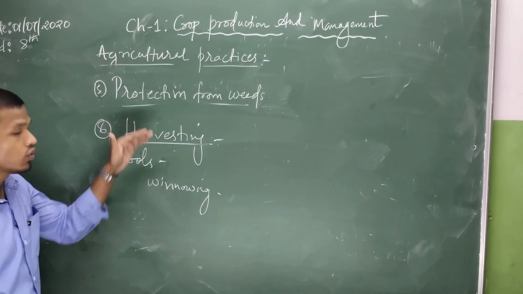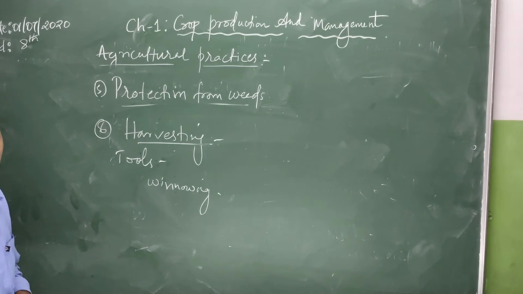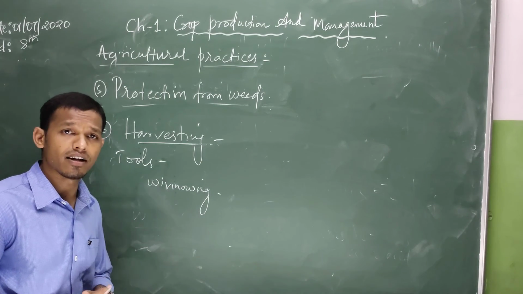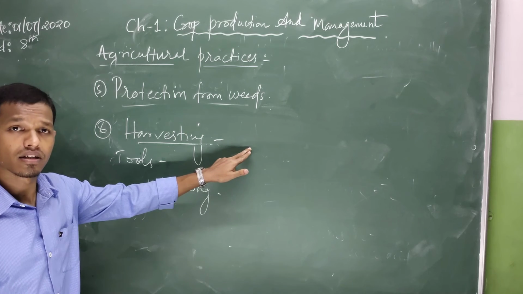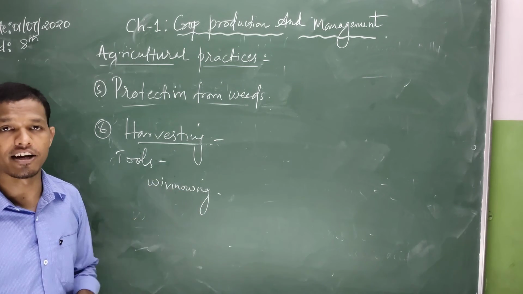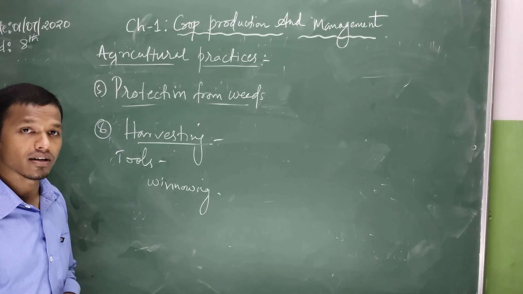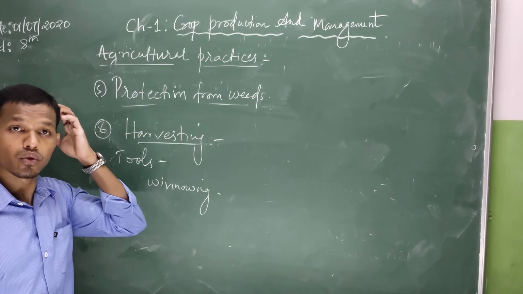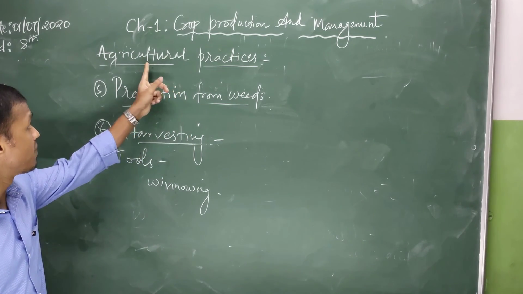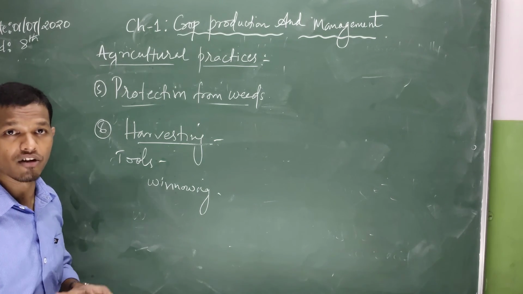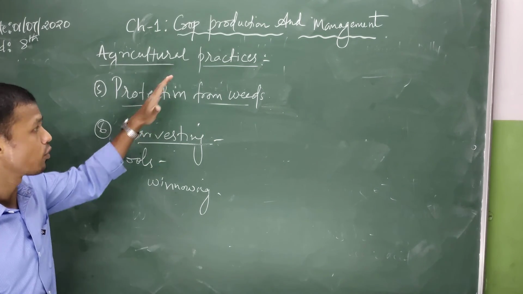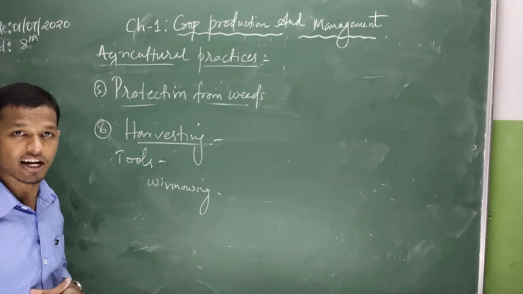So these are the two practices we learned in this video. I hope you understood better. You can find them in your books. Go through that, and I request you to make a flow chart regarding agricultural practices. It will give you better understanding. I will give it as an assignment in the next video.